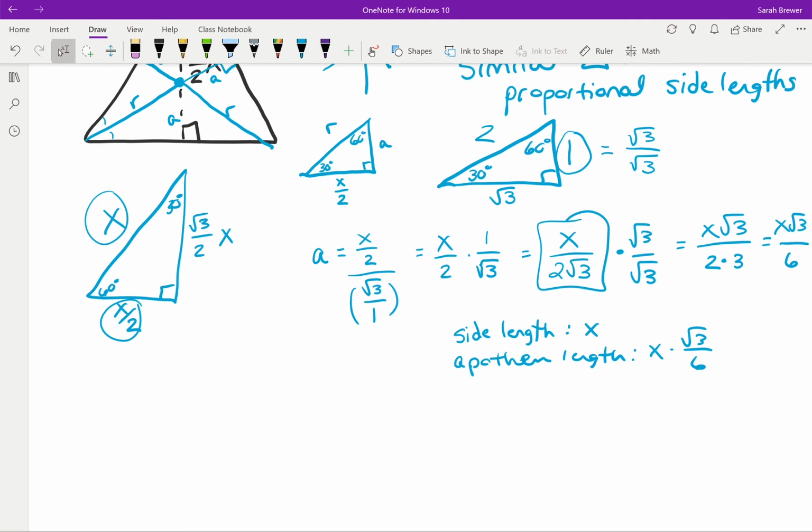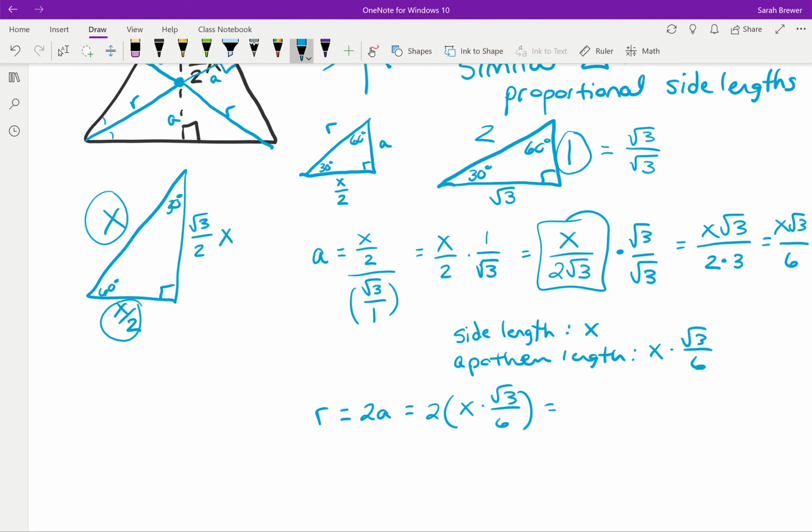And then we get our radius by multiplying that side opposite the 30 by 2. So in this case, the radius is twice the apothem, and that's pretty cool. That's only going to be true in this equilateral triangle. So 2 times x root 3 over 6.